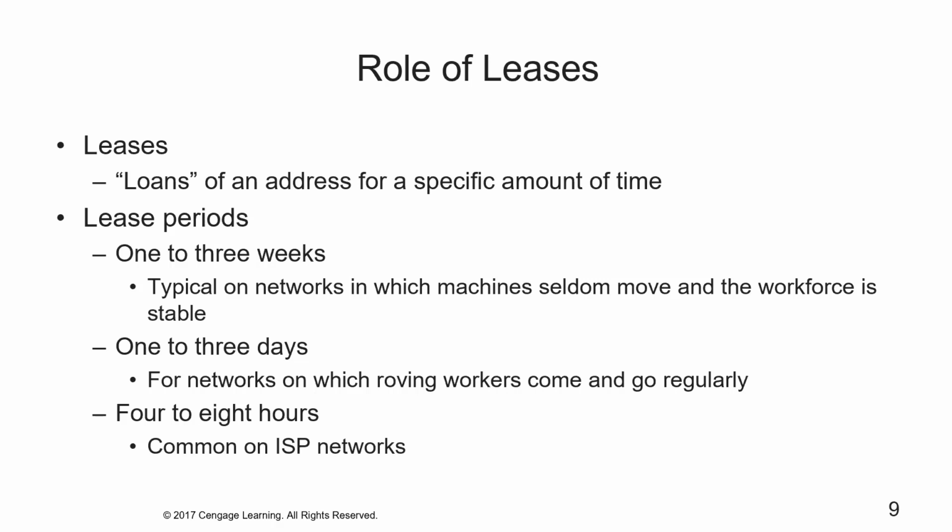Lease periods of about 1 to 3 weeks are typical on networks where machines seldom move and the workforce is stable. But if you have roving workers or mobile workers, it's typically 1 to 3 days. And on ISPs, especially those still doing dial-up or disconnectable connections, 4 to 8 hours is typical.